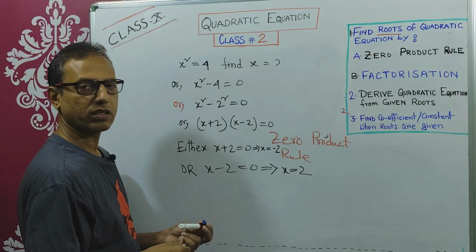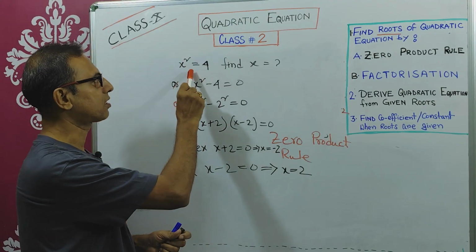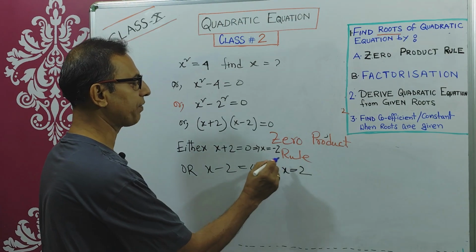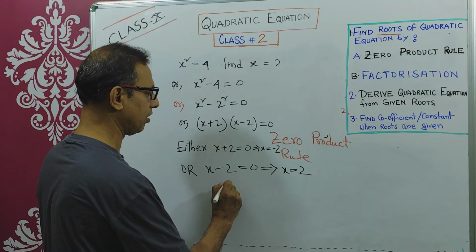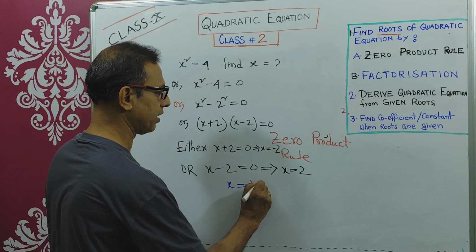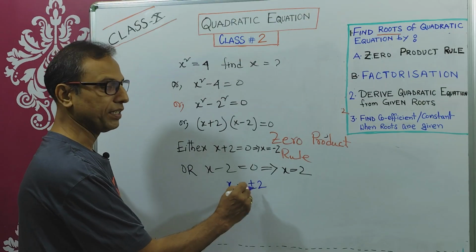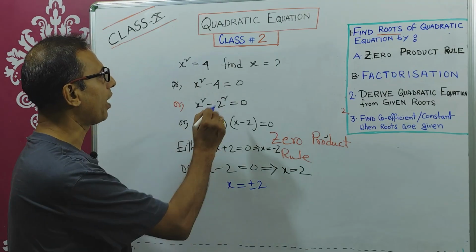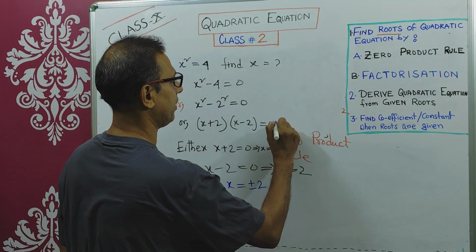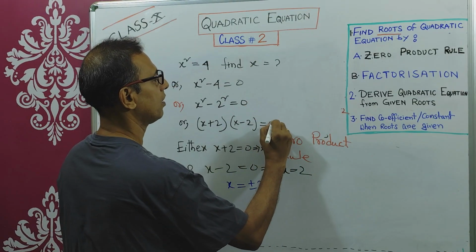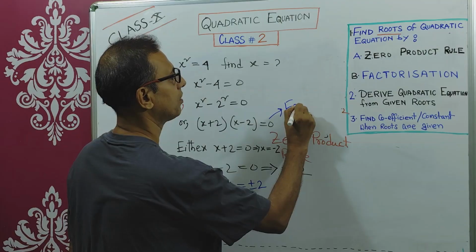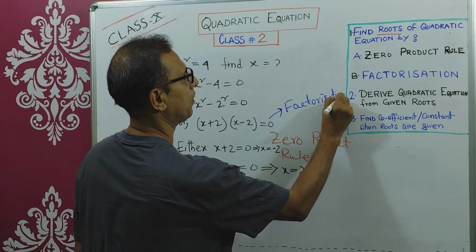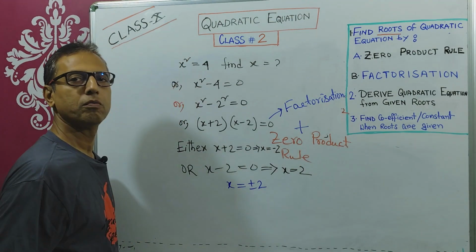So what are the roots? What are the solutions you are getting from this quadratic equation? One value is x equals to 2 and another value is x equals to minus 2. So how can you write it down? x equals to plus minus 2, either plus 2 or minus 2. Same numeral, but the sign is different. So what are you applying here? You are applying factorization plus the zero product rule.